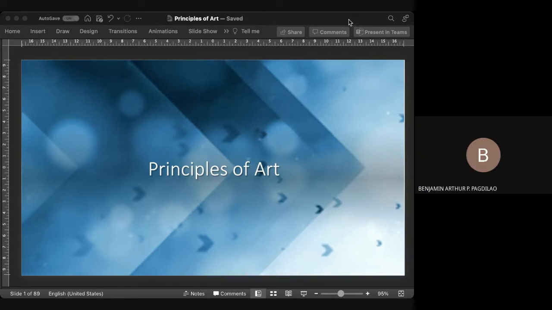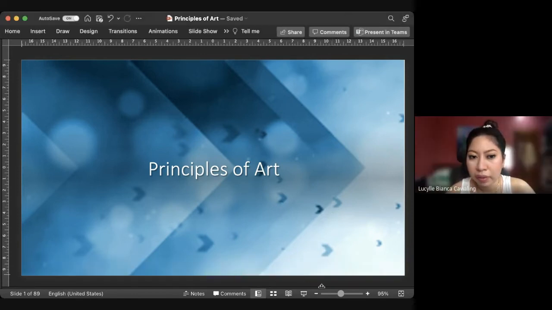Yes, ma'am. All right. So the principles of art are, you have elements of art, right? Elements of art are the objects that make up a composition, but the principles of art are the arrangement, or how you may arrange those elements in a composition. So these are the laws or the principles, a guide to help you make a better composition.